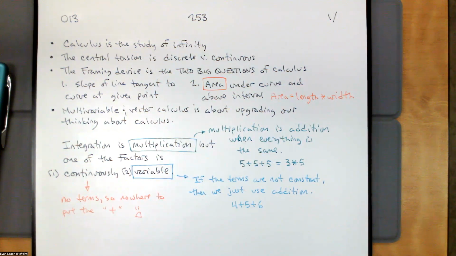This is weird. We don't like this. This is why we fight things like 0.9 repeating being equal to 1. It is. There is no question. If you disagree, you are just wrong. 0.9 repeating is 1. So there's no terms. There's nowhere to put the plus. That gives us a problem.